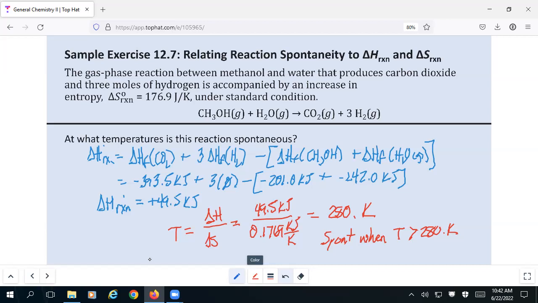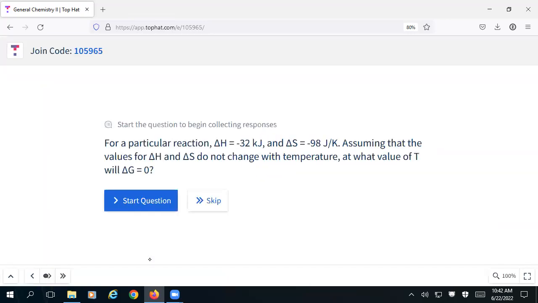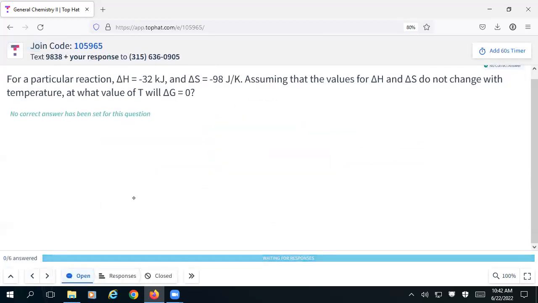All right, any questions with this one? All right, go ahead and try this one out then. You've got a reaction where delta H is negative 32 kilojoules and delta S is negative 98 joules per Kelvin. What would the value of T be when delta G is equal to 0? So go ahead and set this one up, see what you come up with, and we'll come back and look at it in just a minute here.